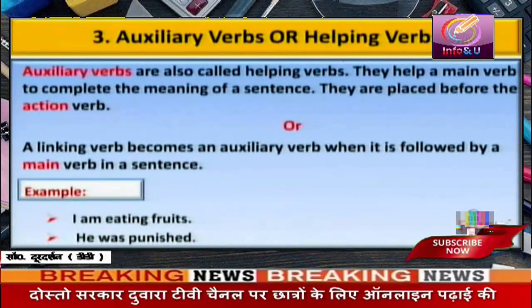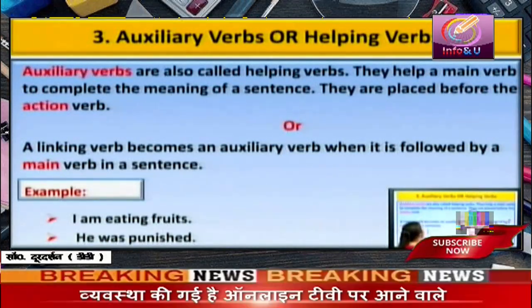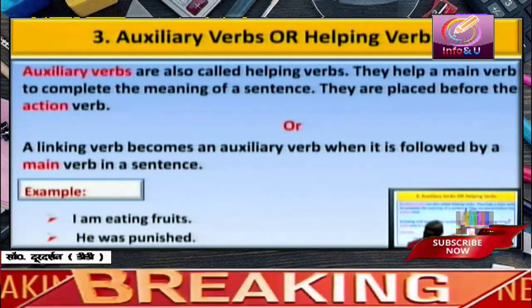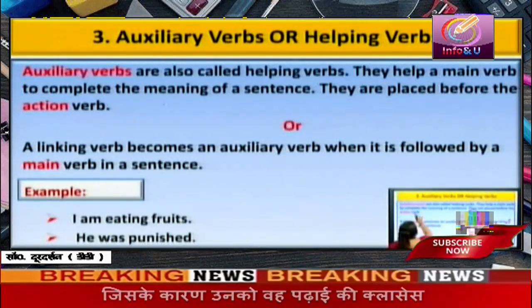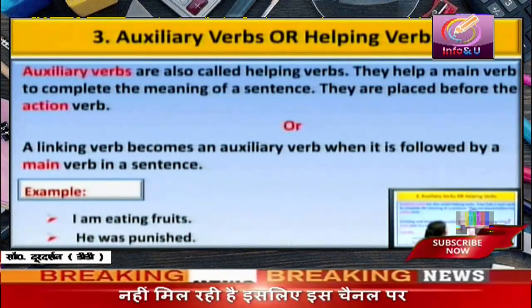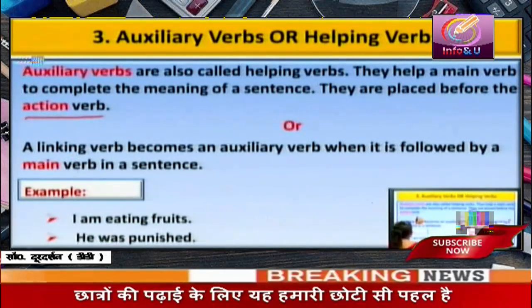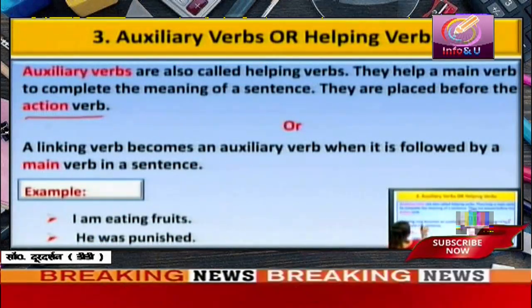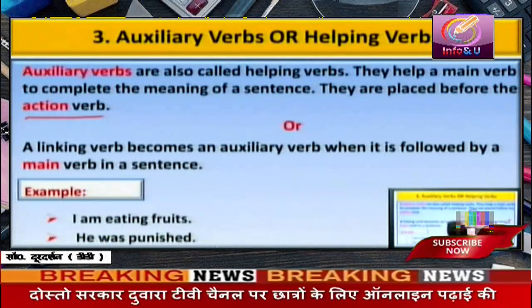Next type of verb is auxiliary or helping verbs. Auxiliary verbs are also called helping verbs. They help a main verb to complete the meaning of a sentence. They are placed before the action verb. Or you can define it this way also: a linking verb becomes an auxiliary verb when it is followed by a main verb in a sentence.